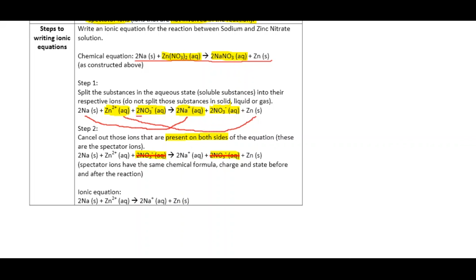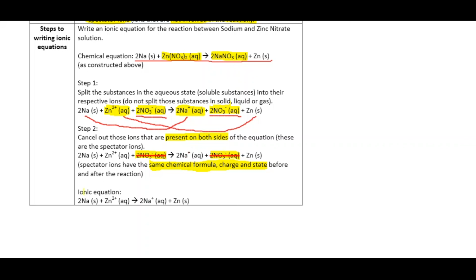It's only the nitrate ions where there's no change: the state symbols are both aqueous before and after, and there's no change to the chemical formula whatsoever. So we can cancel them out because they are spectator ions that do not participate in the reaction and remain unchanged. They have the same chemical formula, charge and state before and after the reaction. So anything that has the same chemical formula, charge and state before and after, we can cancel away.